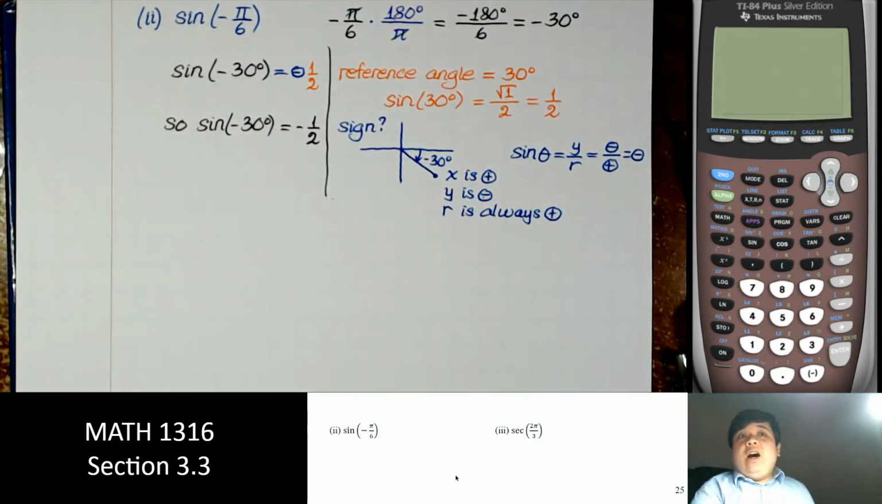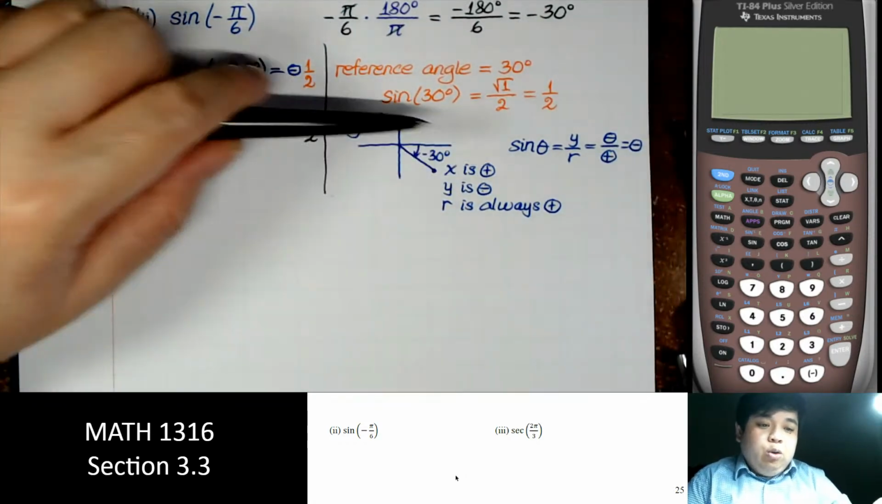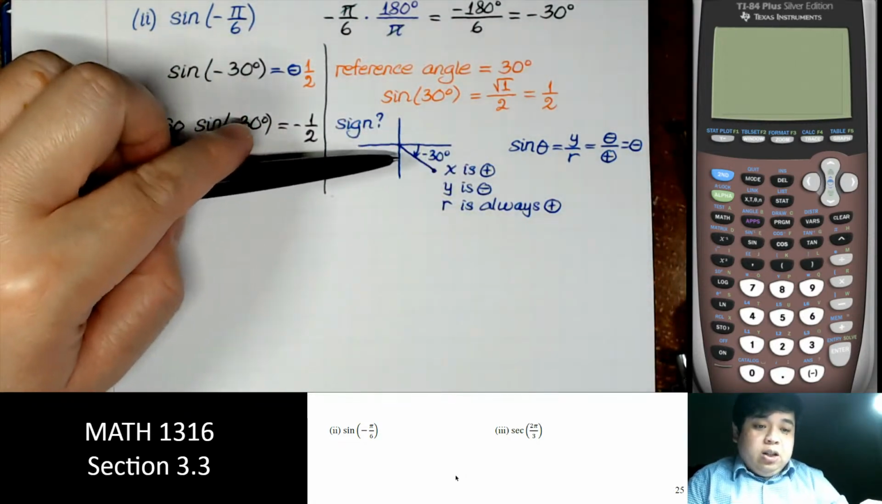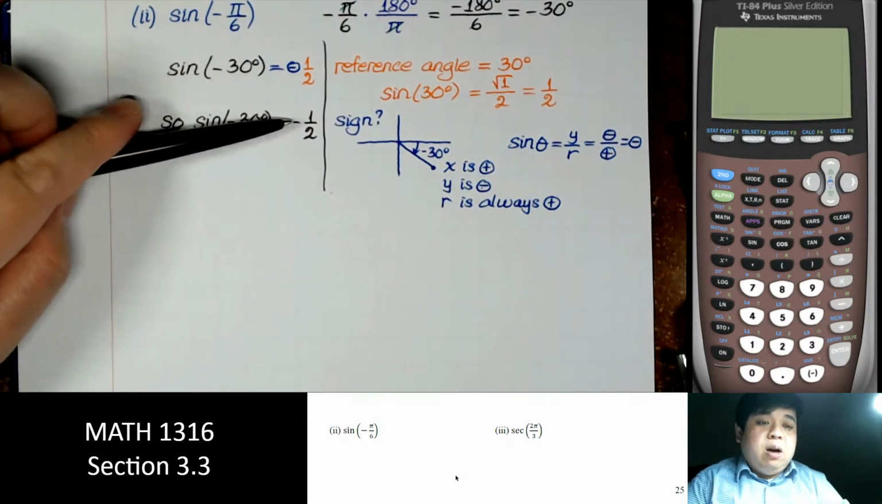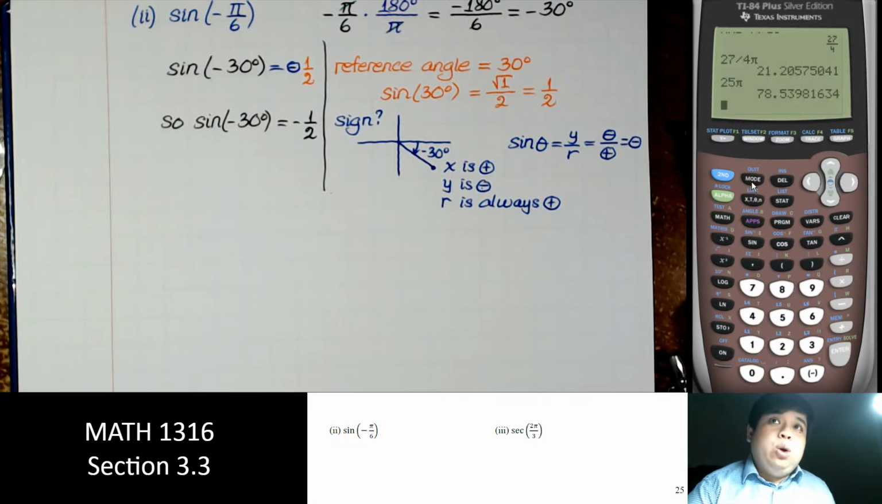Right, so that's what we did earlier. We used the reference angle to find the value, and we use the quadrant to determine the sign. By the way, if we use the calculator, make sure it is in the right mode. Sine of negative 30 degrees. Yeah, negative 1/2.